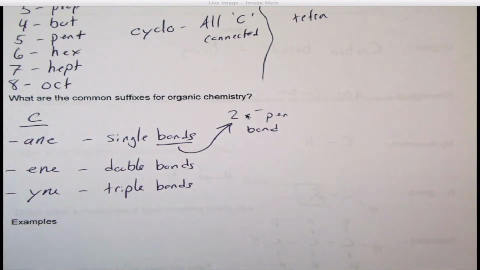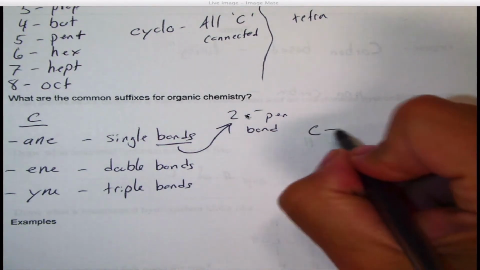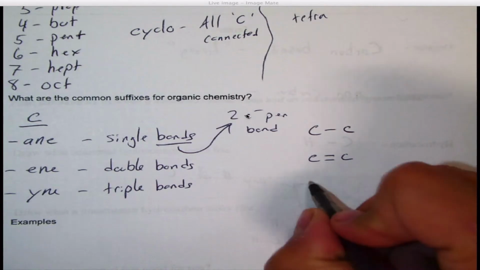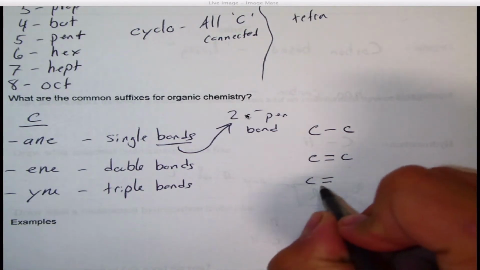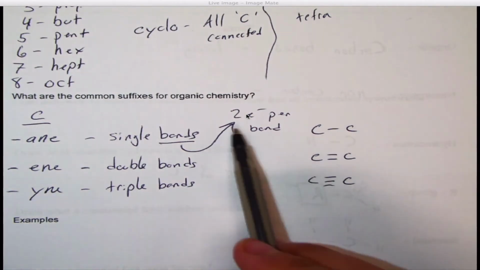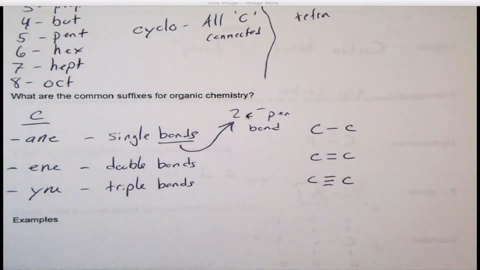All right, so a single bond will probably look something like this. A double bond will likely look like this. And a triple bond will look something like this. All right, and remember there's 2 electrons per bond because those guys are sharing.